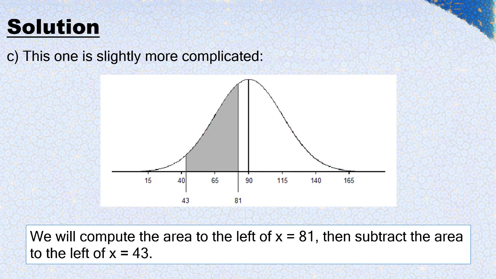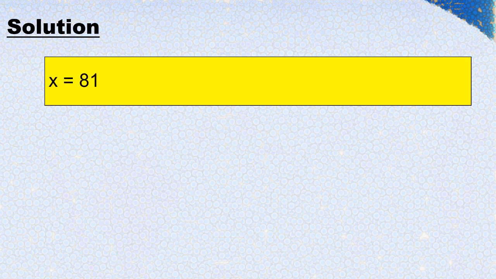Left of means the table value is the area that we're going to use. So we need the table value for when x is 81 and the table value for when x is 43. But to find those table values, we have to convert to z-scores. Remember we said that whenever you're converting to z-scores and you're doing area between, you should always start with the x value in the z-score that's farthest to the right. So for us, that would be 81.